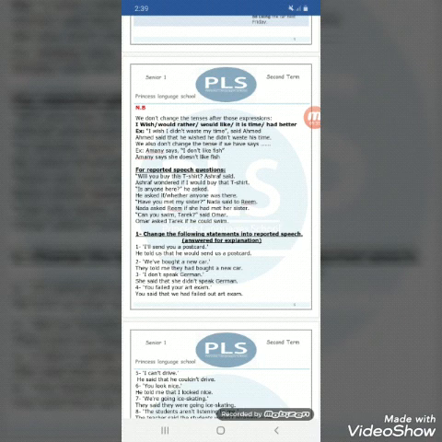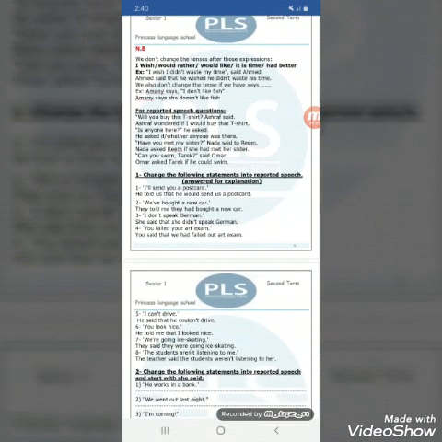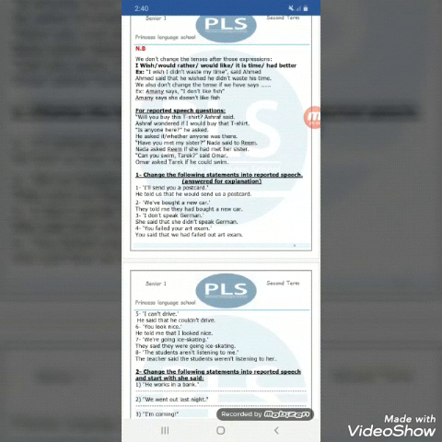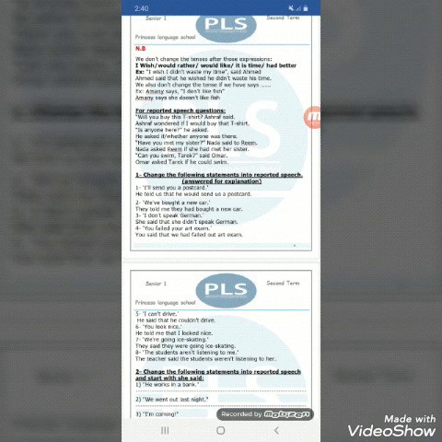What about the reported speech questions? Let's see. Will you buy this t-shirt? Ashraf said. It will be, Ashraf wondered if I would buy that t-shirt. As I told you, will be changed to would. Okay, is anyone here? He asked. So it will be, he asked if or whether anyone was there. Have you met my sister? Nada said to Reem. Nada asked Reem if she had met her sister. Its present perfect will turn to past perfect. Can you swim? Tariq said to Omar. Omar asked Tariq if he could swim. Okay? Can will be changed to could.